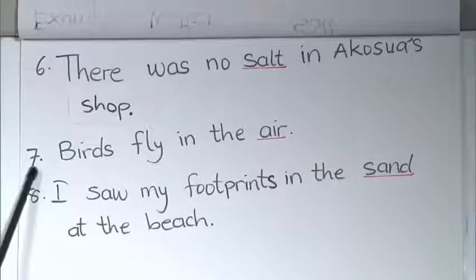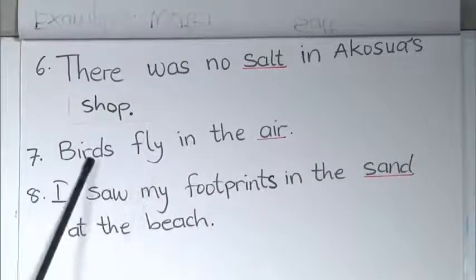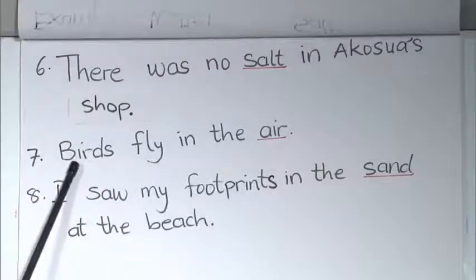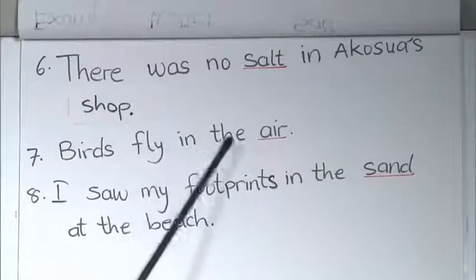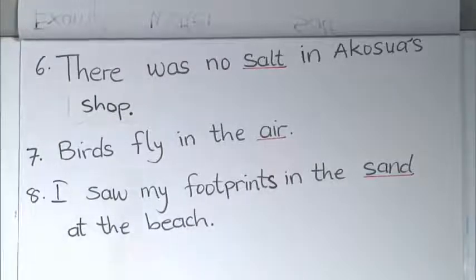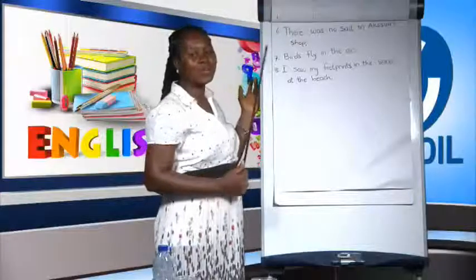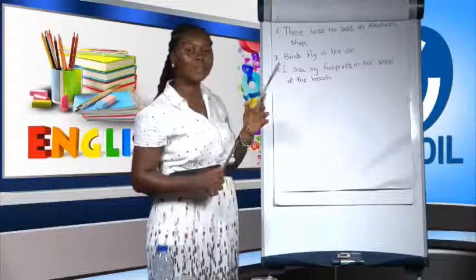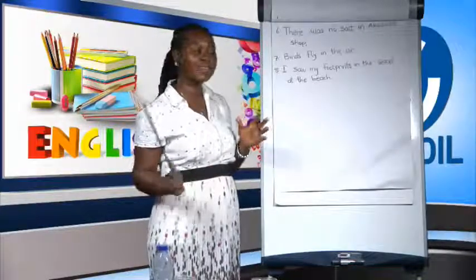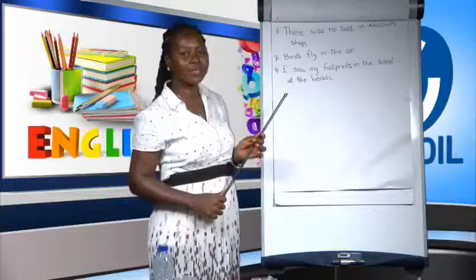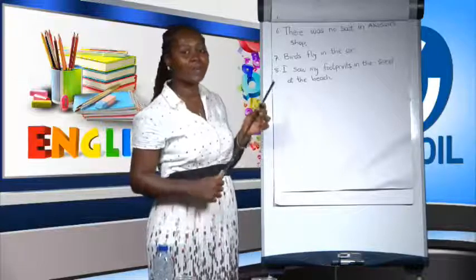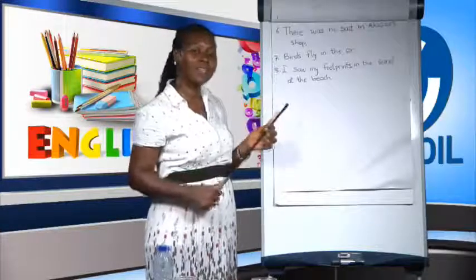Right. Number 7, birds fly in the air. We have air all around us. Can you count the air? No, we cannot count air. We cannot count wind. When air is strong and it's blowing in, we cannot count it. So we are saying air or wind, it is uncountable or non-count noun.